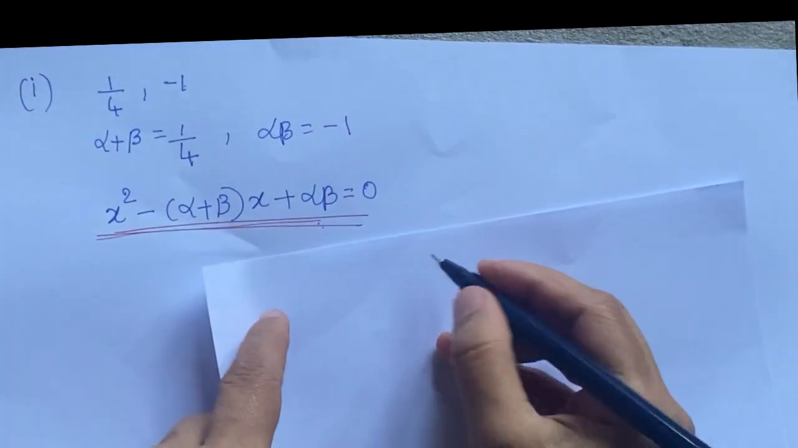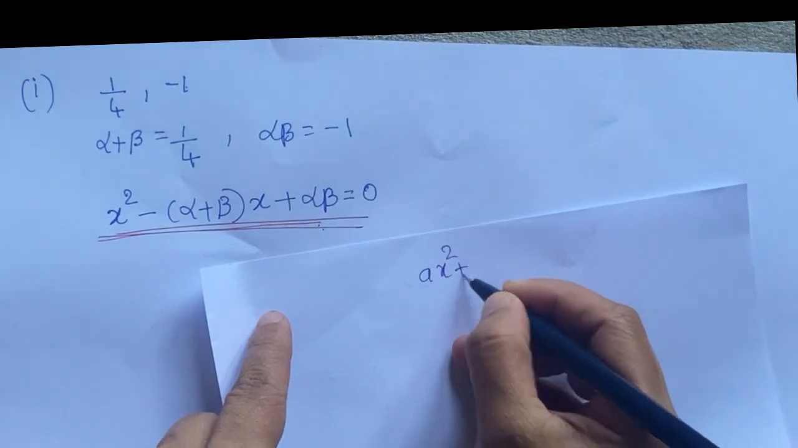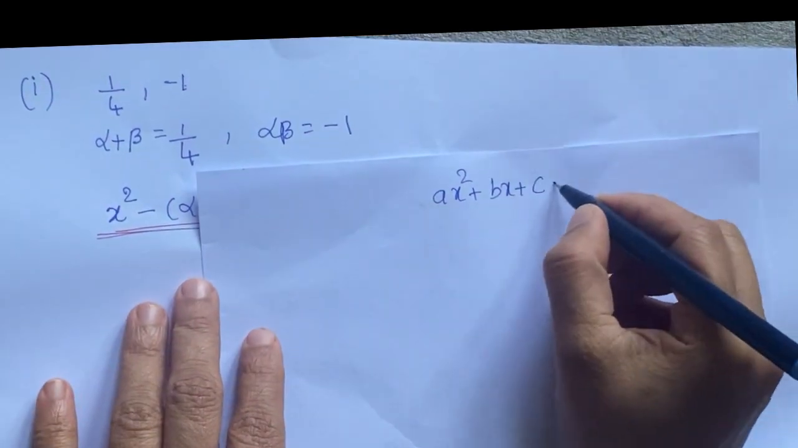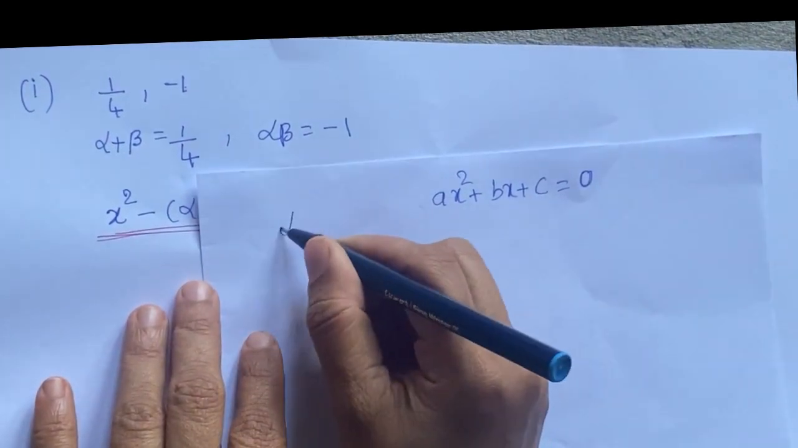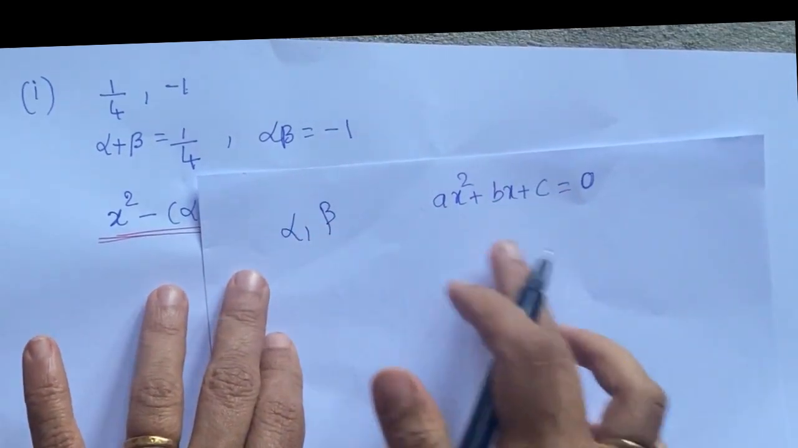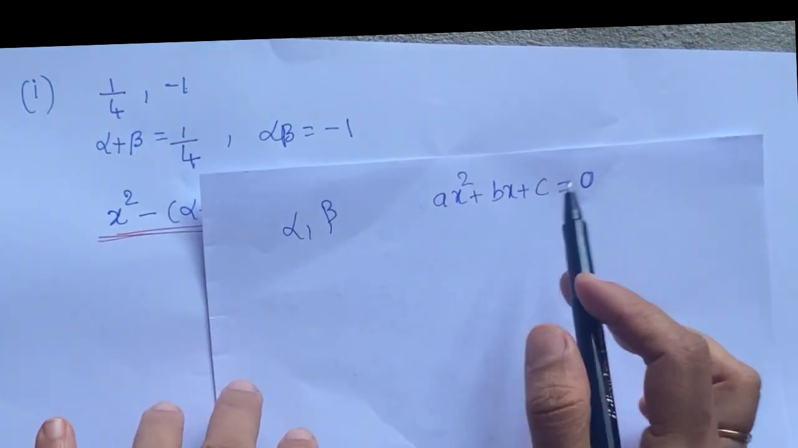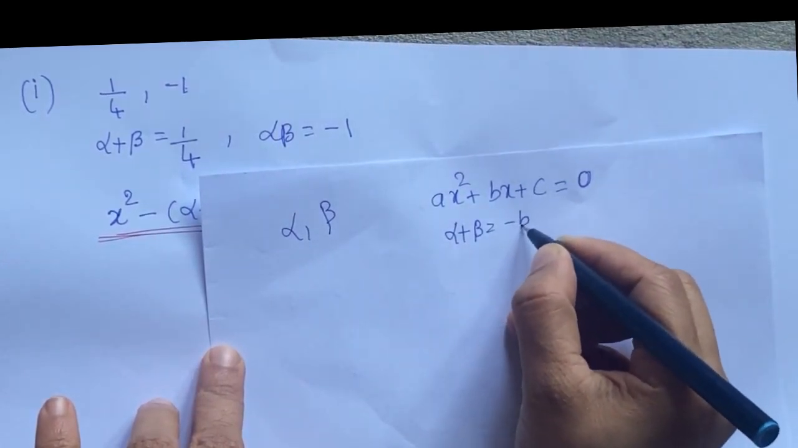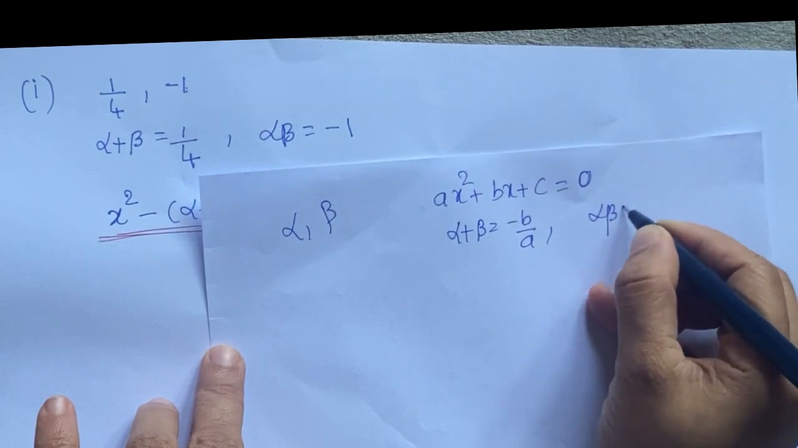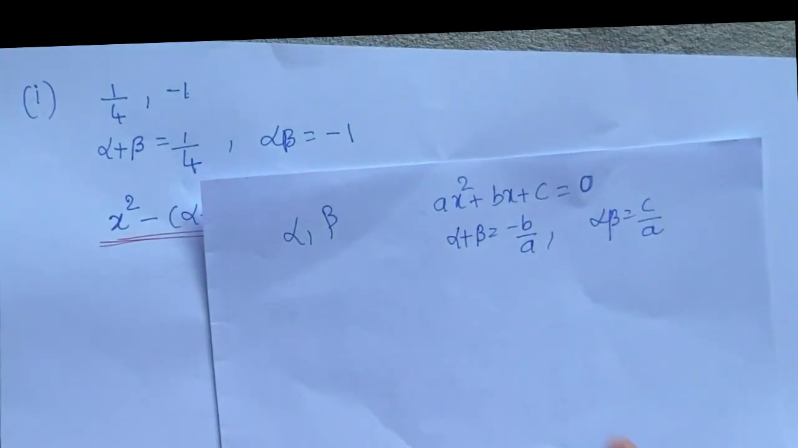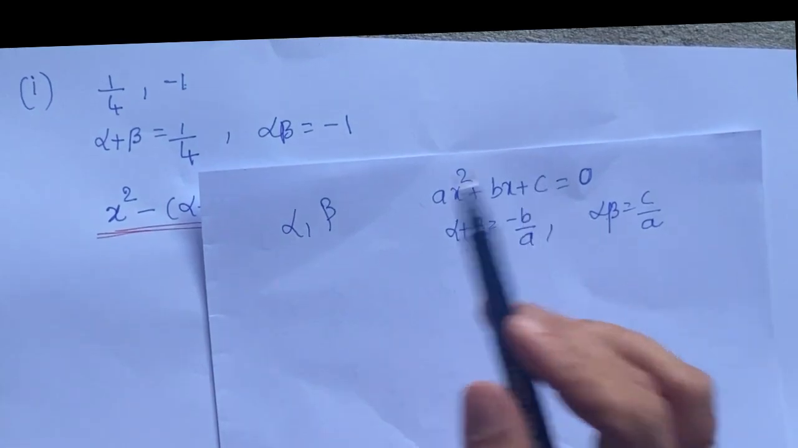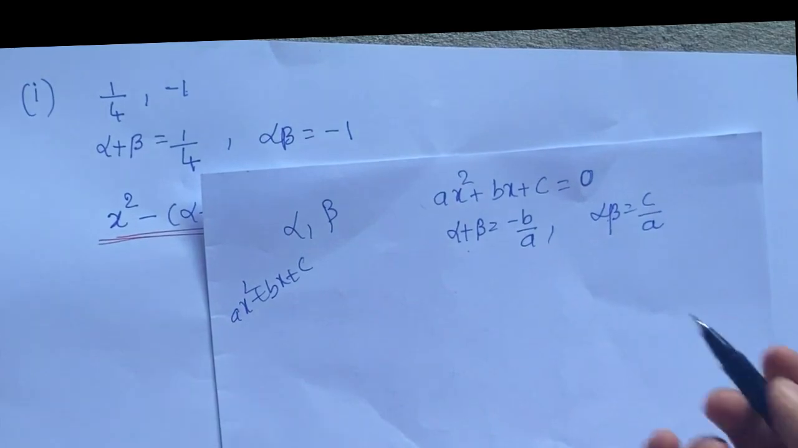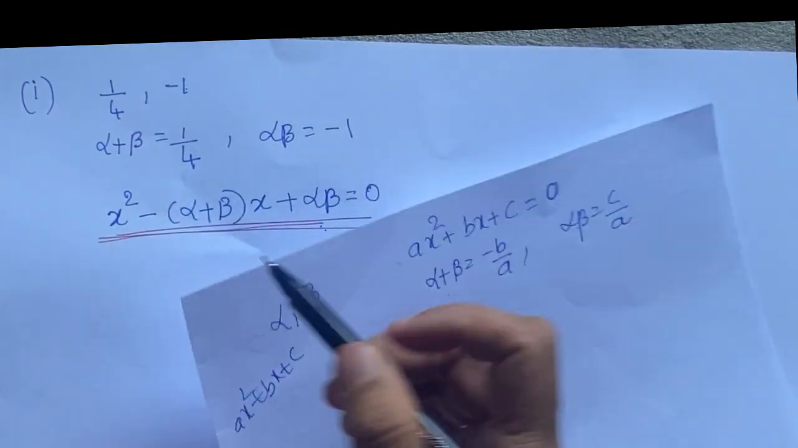The standard form is ax square plus bx plus c, the polynomial. If alpha and beta are the zeros of the polynomial ax square plus bx plus c, then you can write alpha plus beta is equal to minus b by a, and alpha beta is c by a. This is the sum and product of the zeros of the polynomial ax square plus bx plus c. Let me clear how to get this one.